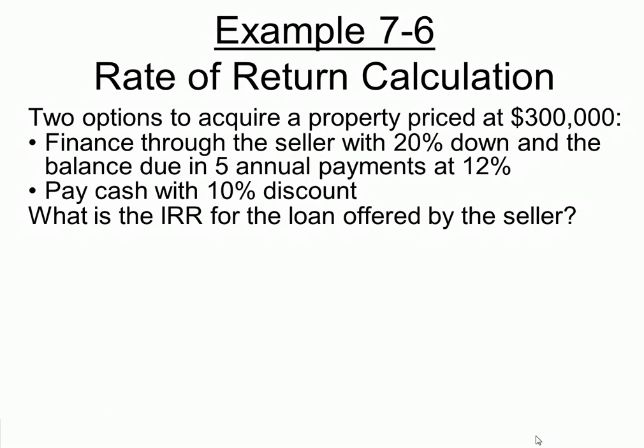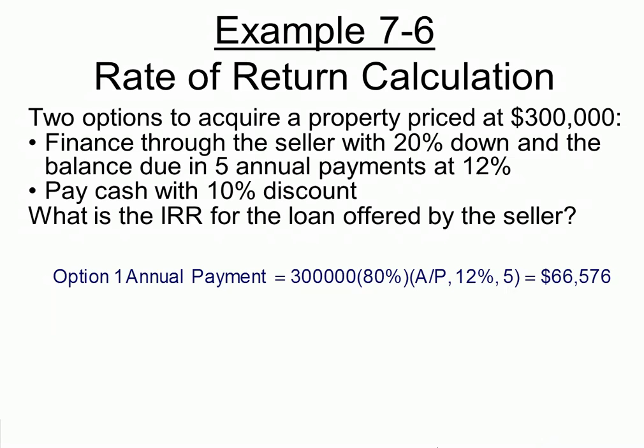And we have another example. Here we have two options to acquire a property priced at $300,000. You can either finance through the seller with 20% down and the balance due in 5 annual payments at 12%, or you can pay cash with a 10% discount. The question is, what is the internal rate of return for the loan offered by the seller?